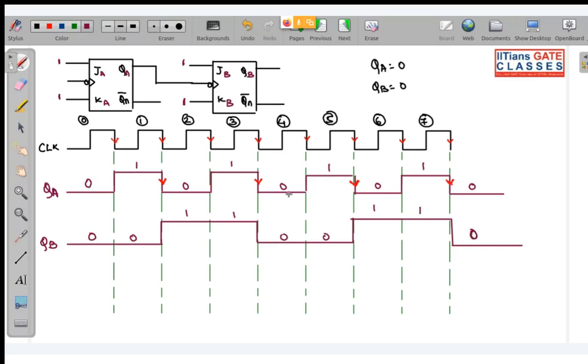Now basically this is a 2-bit counter. Can you tell me what will be the order? Will it be QB, QA or will it be QA, QB? Option 1 or option 2? Why are you saying so? Which one do you think will be the order of counting? QB, QA. Why so?